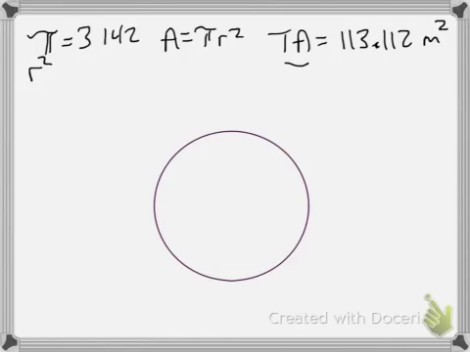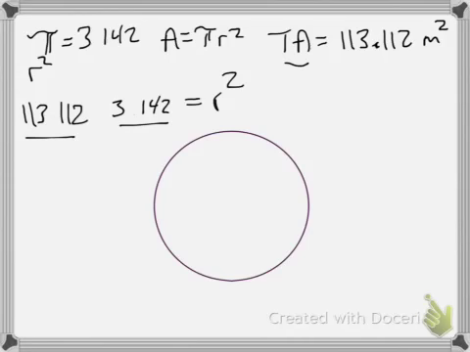Now if you remember fact families, we can manipulate this formula a little bit and move things around. So we know that total area was 113.112. We know pi is equal to 3.142, but we don't know what radius squared is. So if we have these two numbers that we know, if we do something to them, they're going to create radius squared.